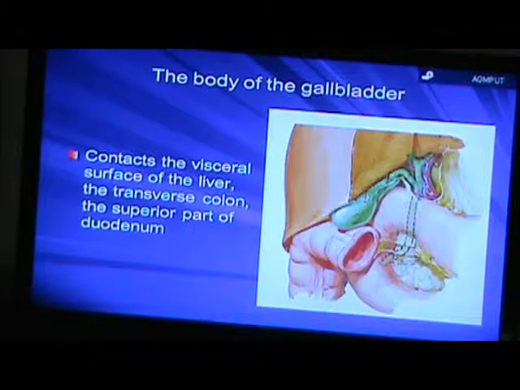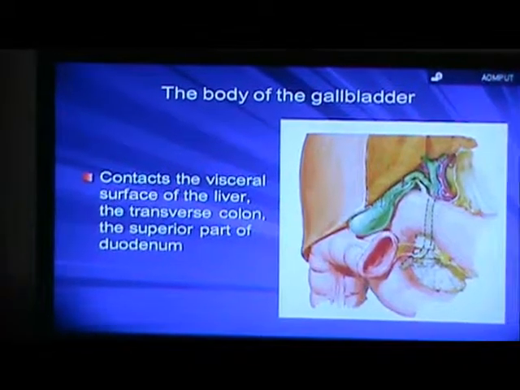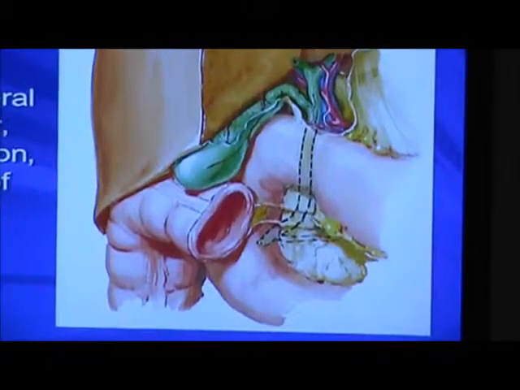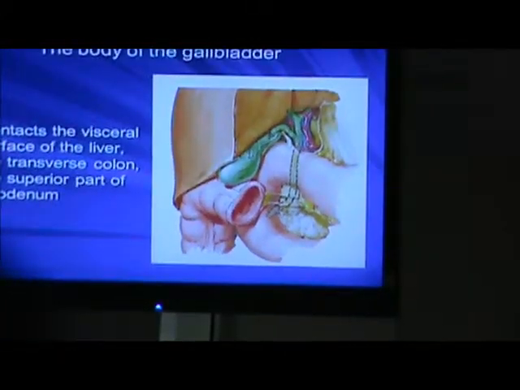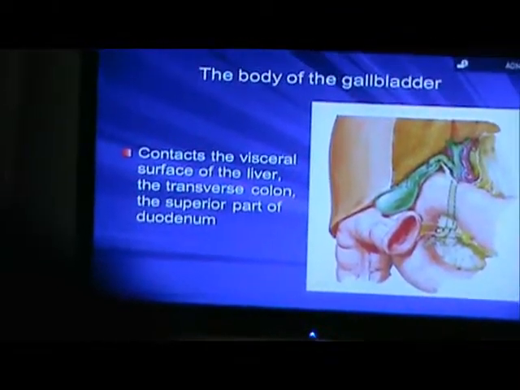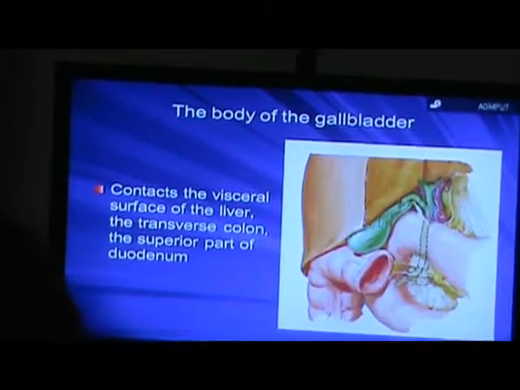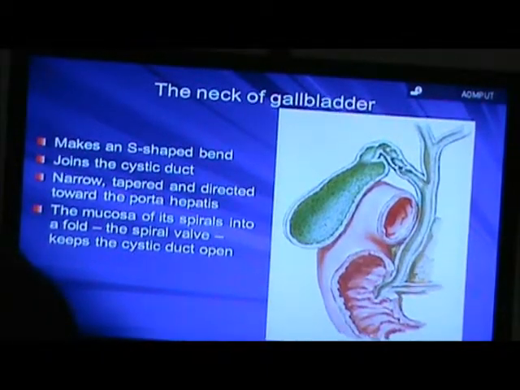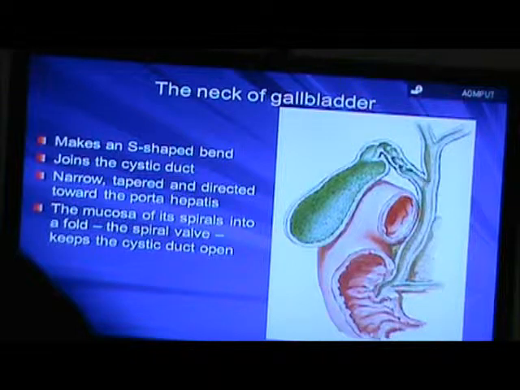The body of the gallbladder contacts the visceral surface of the liver, the transverse colon, and the superior part of the duodenum. So sometimes there is a green color of such organs. The neck of the gallbladder makes a C-shaped bend and joins the cystic duct. It's narrow, tapered, and directed toward the porta hepatis.